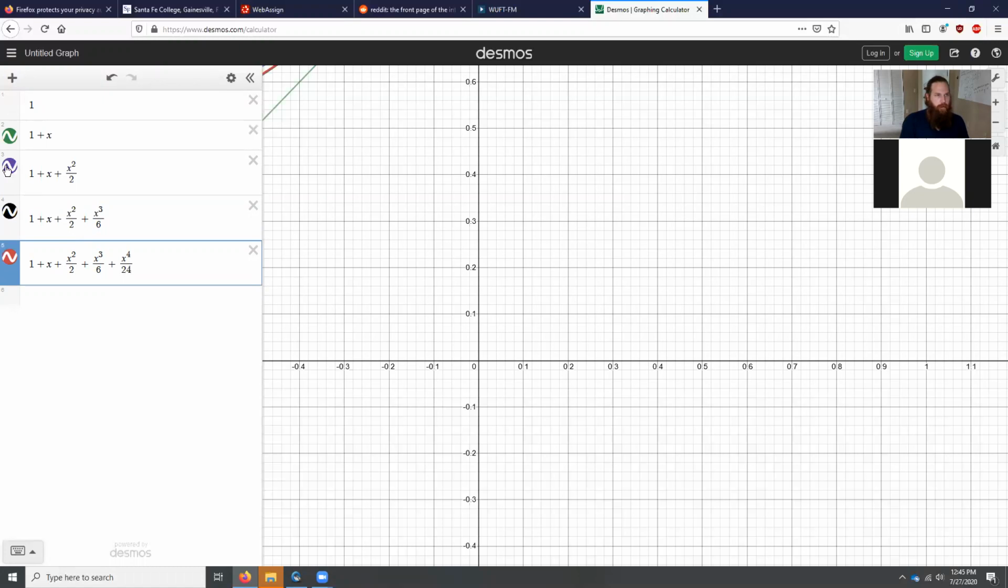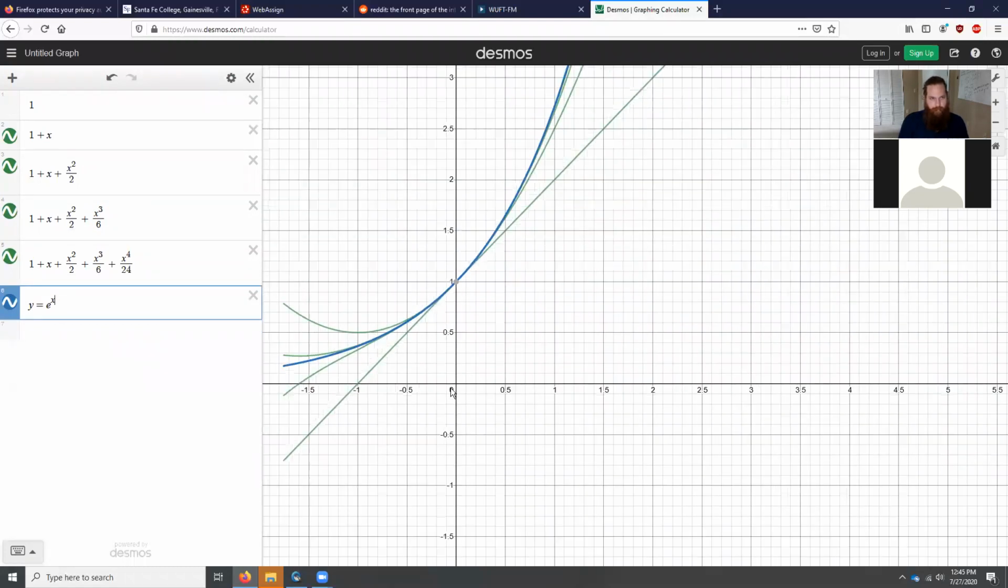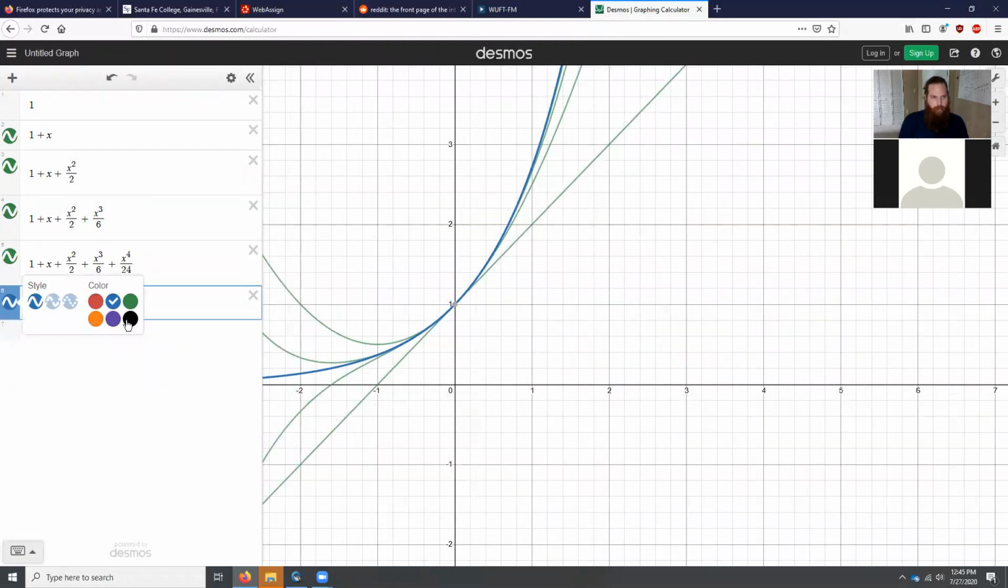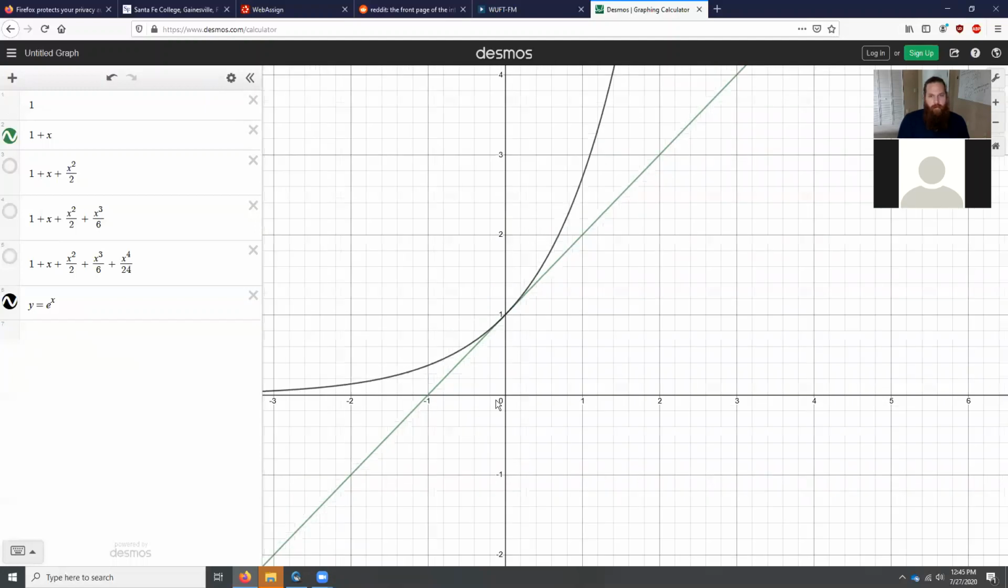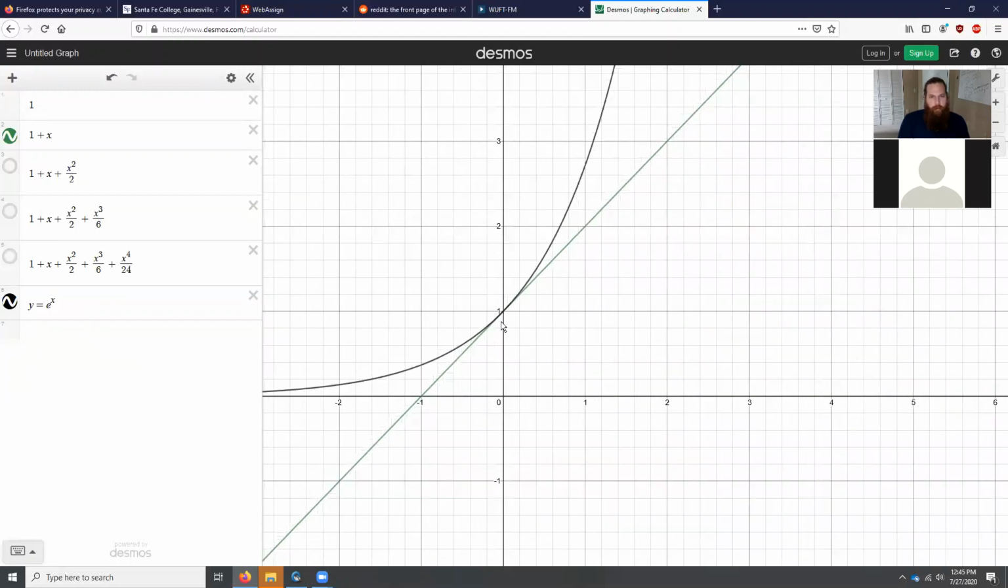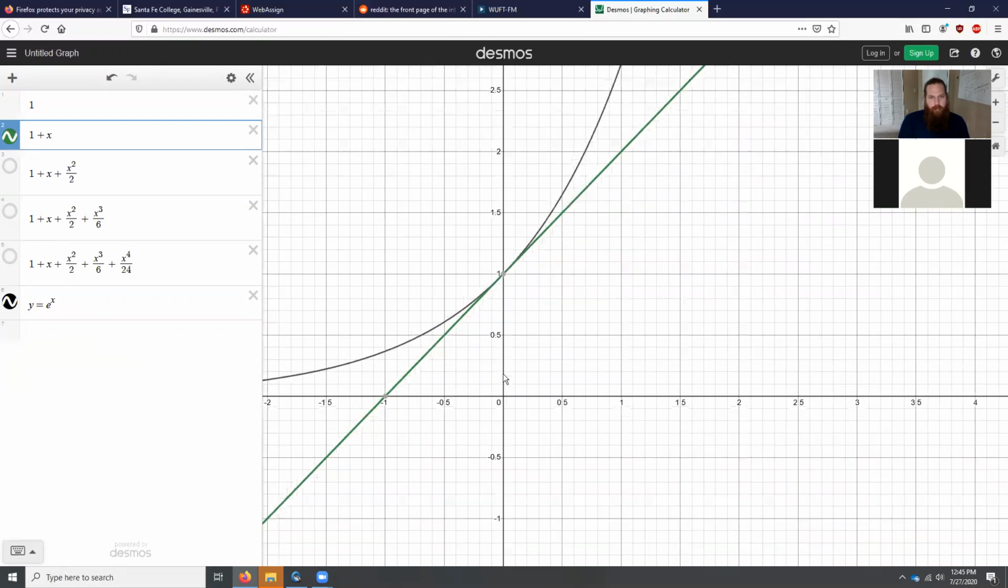Okay, I'll make them all green just like before. And then I'll add the original function in black and we'll zoom out. So the actual function here is, and I'll be able to show you why later. All right. So if you notice, the green and the black for the first partial sum only match right there at the center. The center of this series is 0.